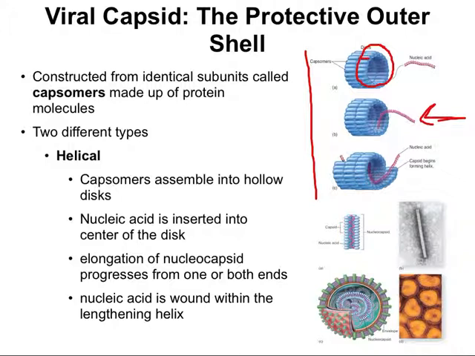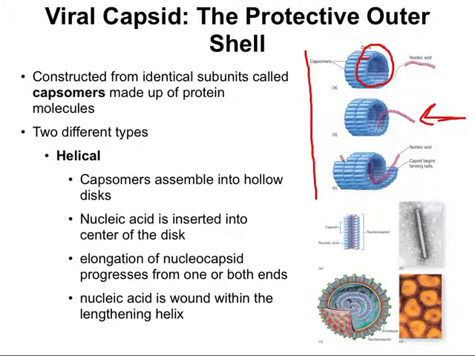And then the elongation process for the nucleocapsid results from addition of capsomers. As the capsomers are added, the nucleocapsid could grow from either end or both ends. The nucleic acid is then wound within the lengthening helix.